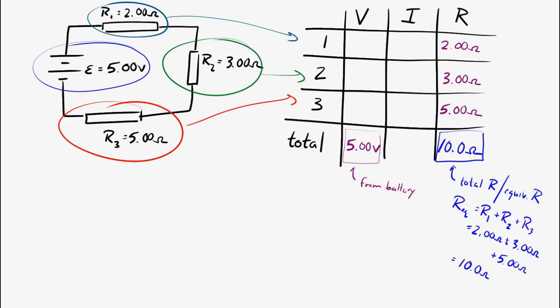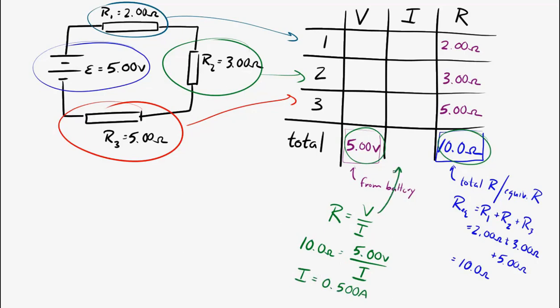Now let's see what we can figure out. Well, if I know the total potential difference and I know the total resistance, I can figure out the current using Ohm's law. Because if I have 5 volts across 10 ohms of resistance, the current has to be 0.5 amps.